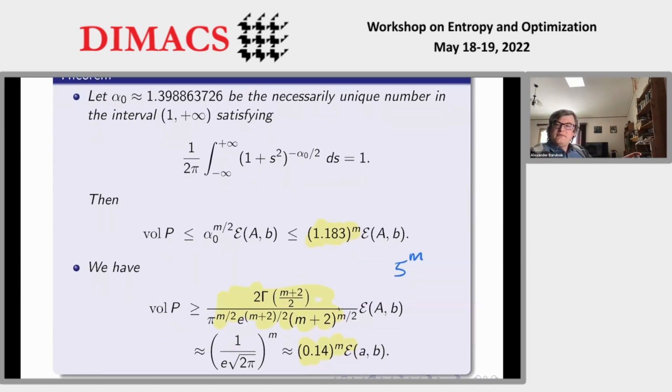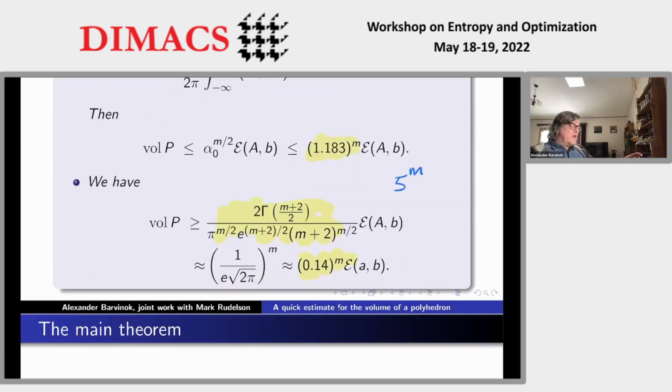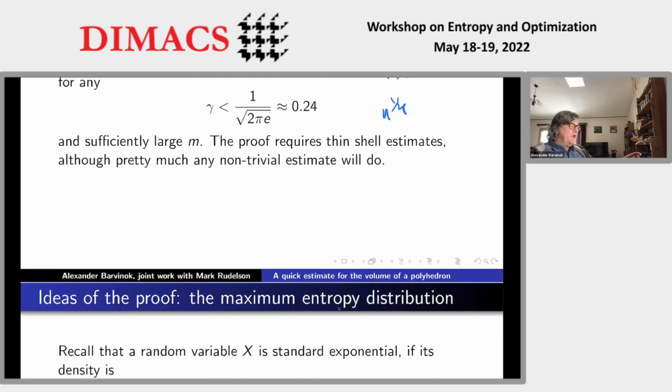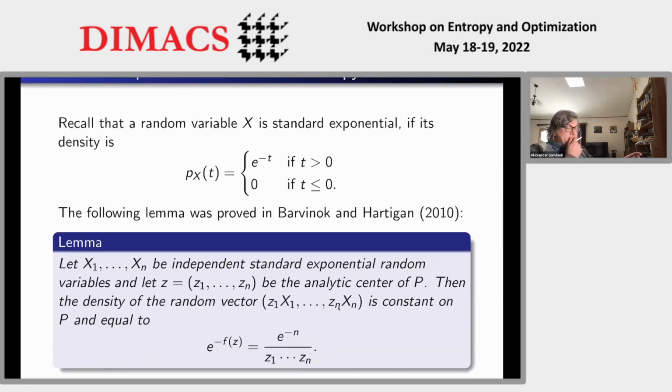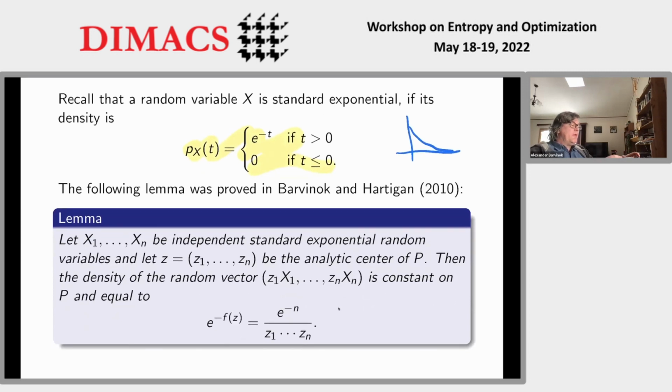So again, anything the matter? Right, so here, how we do that. We need standard exponential random variables, that is, random variables with standard exponential density. And here's a simple lemma from our paper with John Hartigan, many years ago, like 2010.